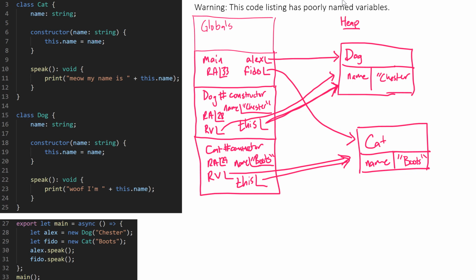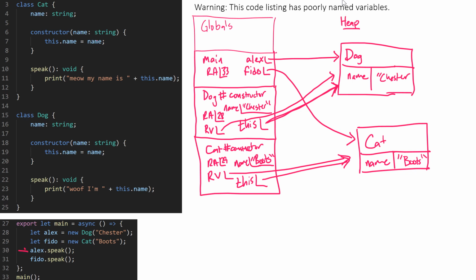So there's an interesting thing happening here that we haven't really addressed head on in class yet, which is when we call a speak method, how do we know which speak we are going to evaluate? So notice the speak methods are different. The speak method of cat says meow, my name is, followed by the name. And the speak method of the dog will say woof, I'm, followed by the dog's name, right?